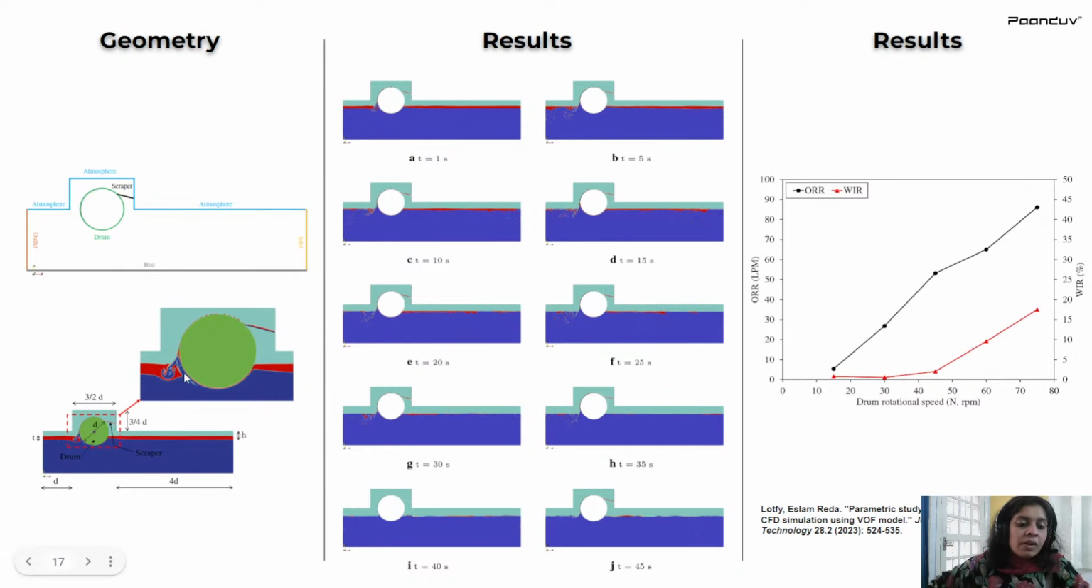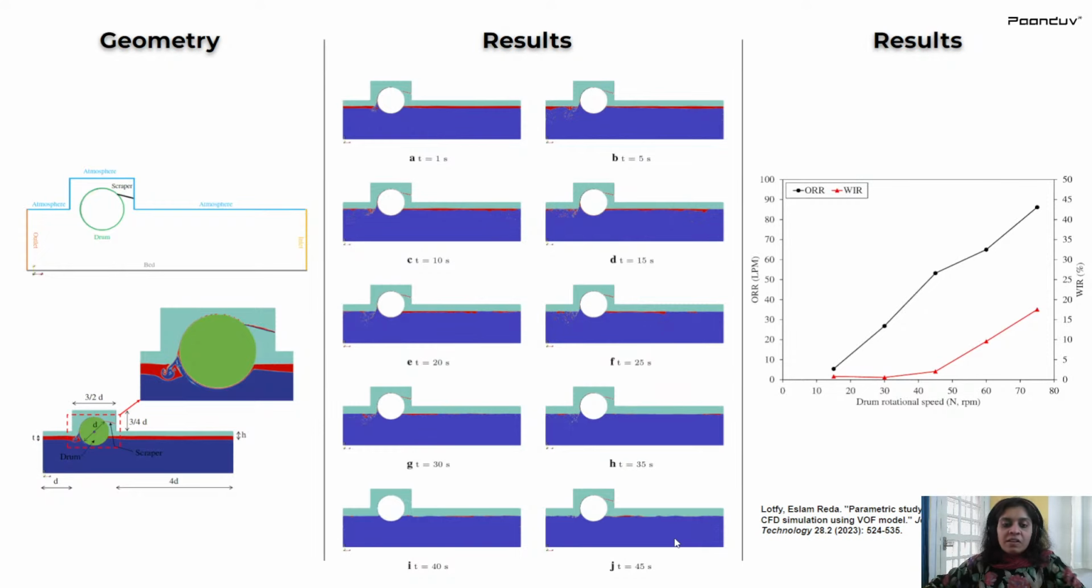The authors have imposed VOF multiphase modeling where you can track the interface between oil, water, and air. This is a three-phase system, and with time, from 1 second to 45 seconds, you see the red surface, which is the oil, reducing completely at 45 seconds. So you can predict how efficient your drum skimmer will be with the help of computational modeling, and in how much time you can recover the oil from the water.